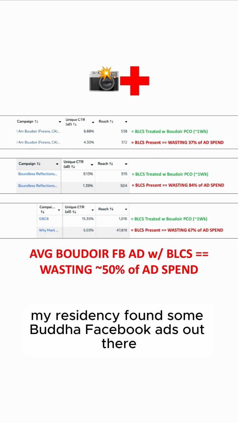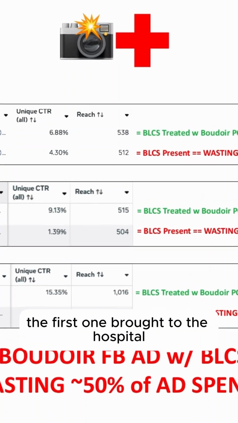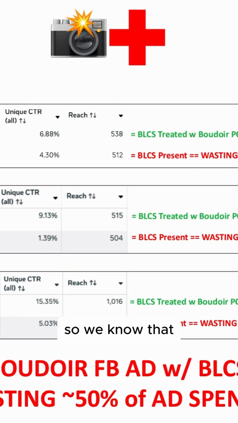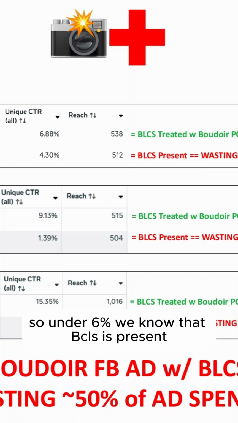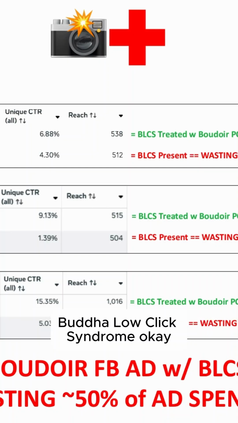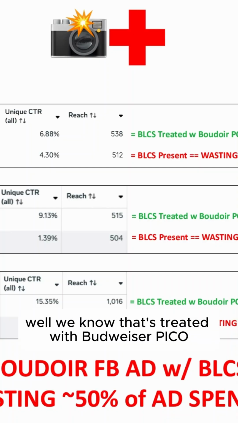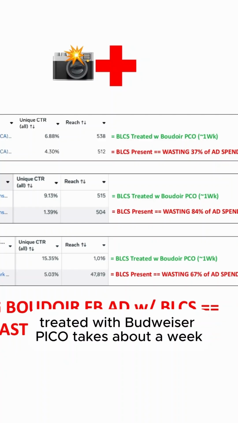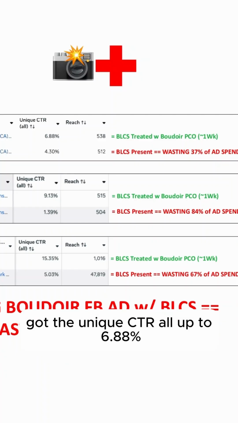So in my residency, I found some Boudoir Facebook ads out there. First part of my residency, found the first one, brought it to the hospital, tested it, found out its unique CTR all was 4.3%. So under 6%, we know that BLCS is present, Boudoir low click syndrome. Okay, well, we know that's treated with Boudoir Pico, which is exactly what I did. Treated with Boudoir Pico, takes about a week. I got the unique CTR all up to 6.88%.